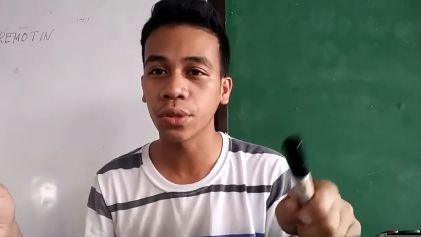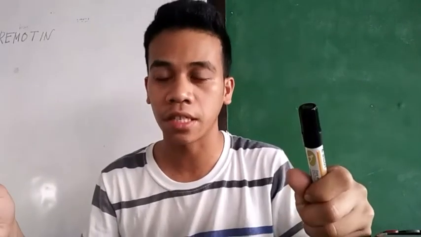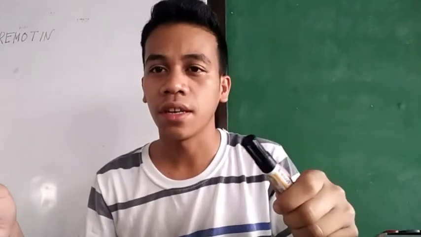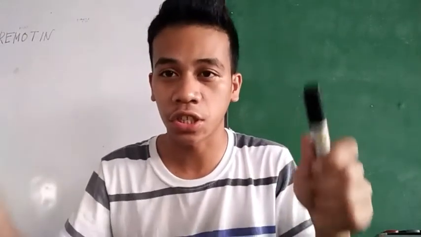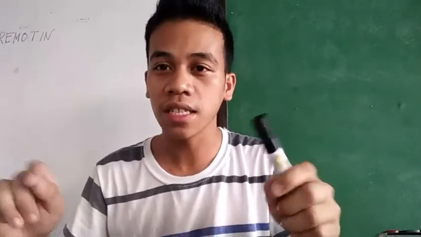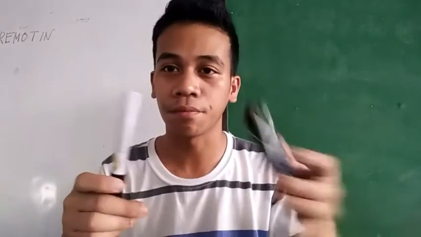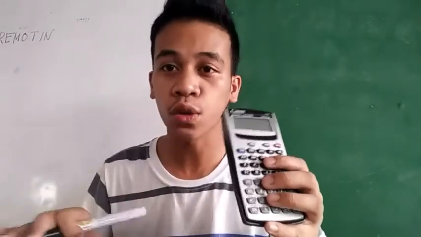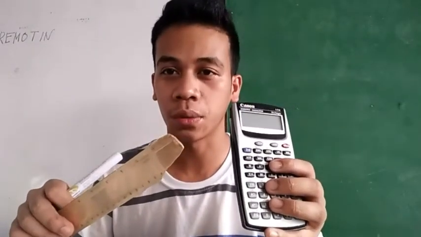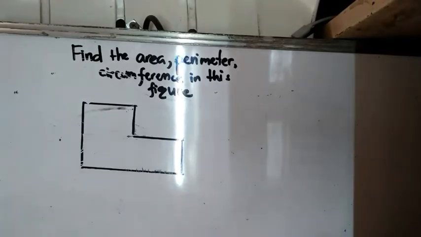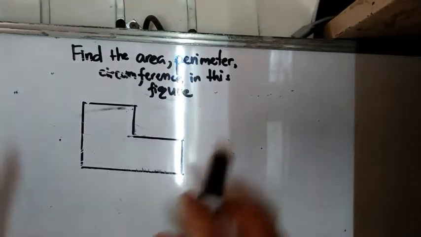Today, I am going to teach you how to solve a geometry problem, getting the area, the perimeter, and the circumference of a circle in one problem. We will use the marker, the calculator, and also the ruler. Are you ready? Shall we start? Okay guys, so this is our figure.